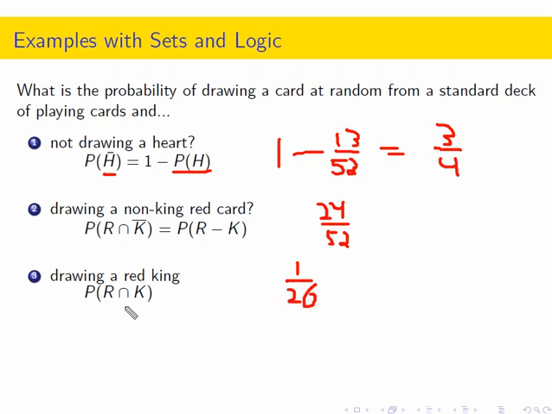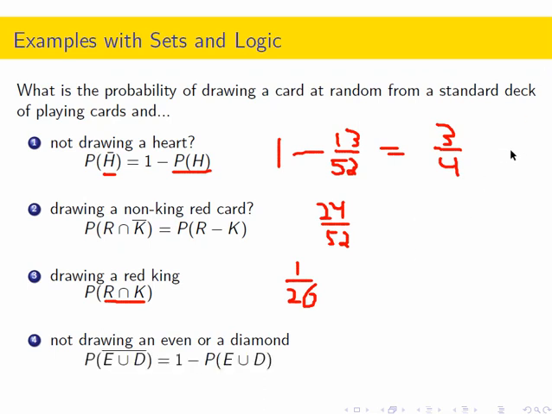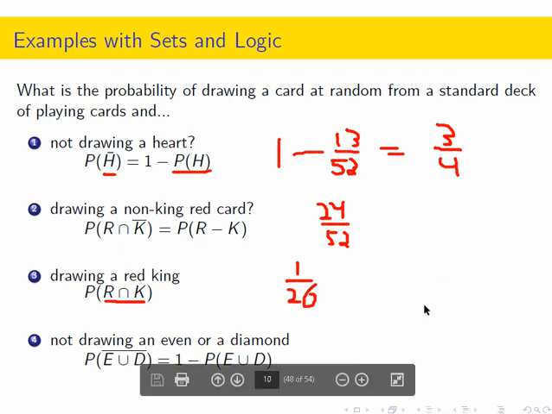All right, so the key here is just being able to make sure that we're mapping correctly between the words, the text, and the set notation, set operations that will give us the equivalent statement. So what's the probability of not drawing an even or a diamond? Okay, so that's the complement of E union D, right? We can count up all the cards that are even, and put that together with all the cards that are diamonds, and count up everything, and then do 1 minus that.